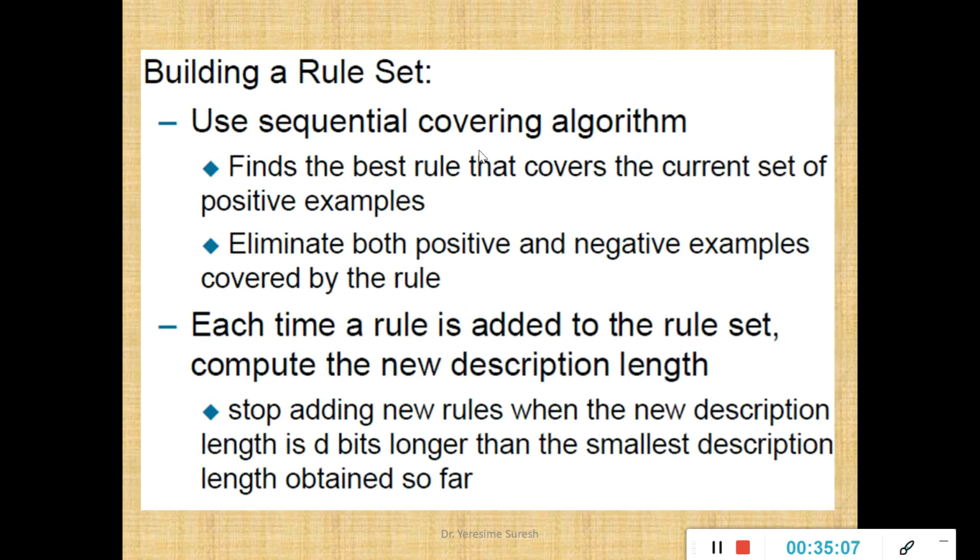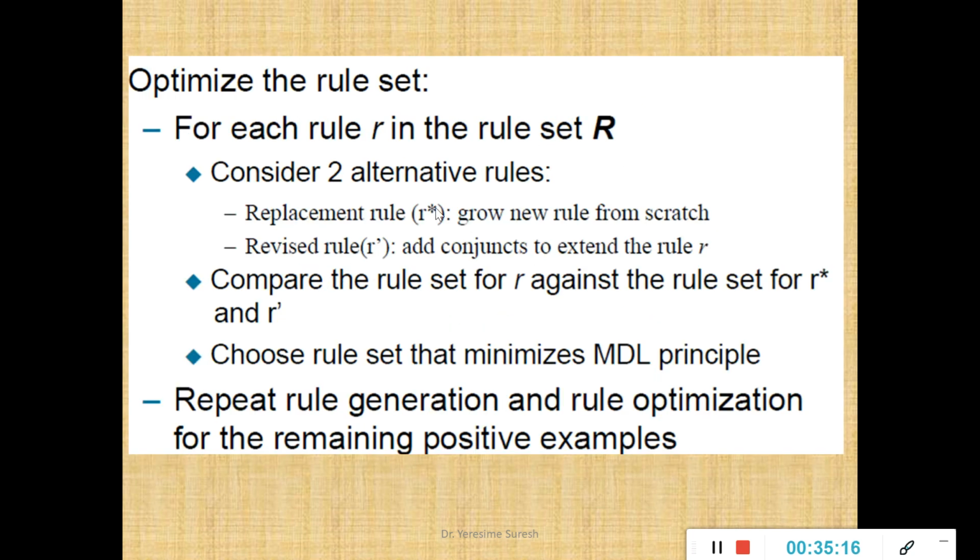wherein you start growing a rule, then you build the rule set using the sequential covering algorithm, then find the description length, the number of conjuncts in the antecedent, then which rule to select from the three available sets: replacement rule, revised rule and the initial rule set. You select by the minimum description length principle, which minimizes the number of conjuncts and covers more records. We'll repeat this process of rule generation and rule optimization as long as there are positive examples. If there are no positive examples, you can stop this.